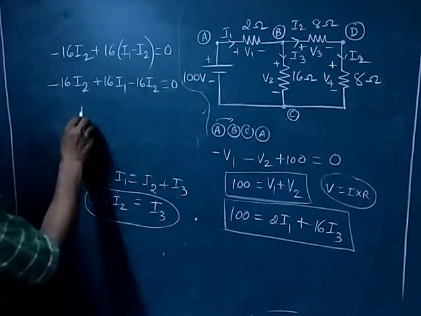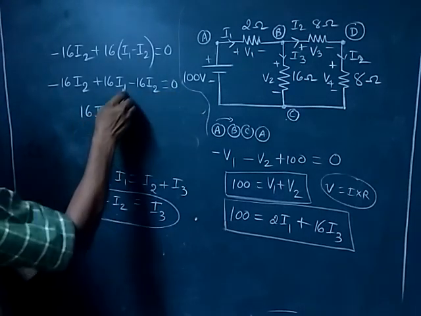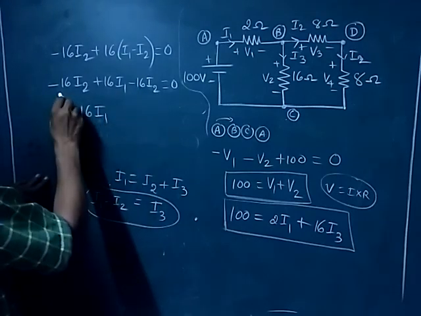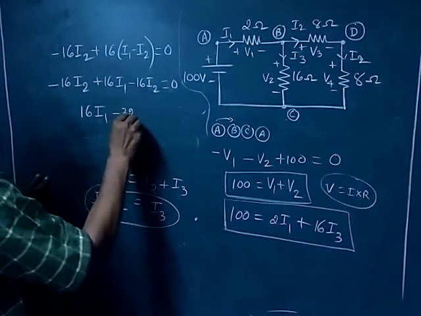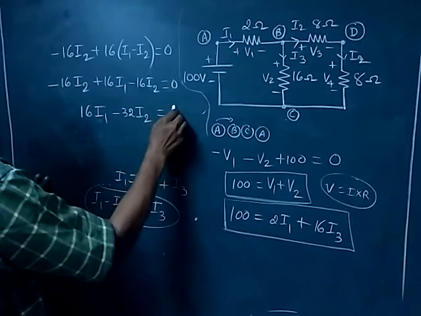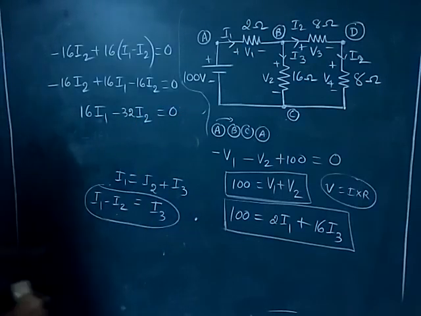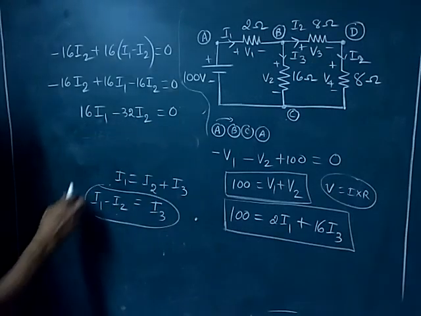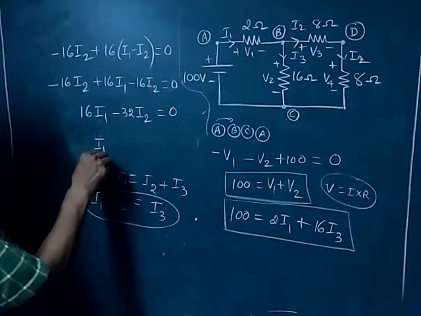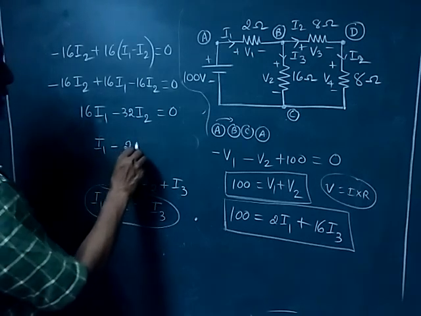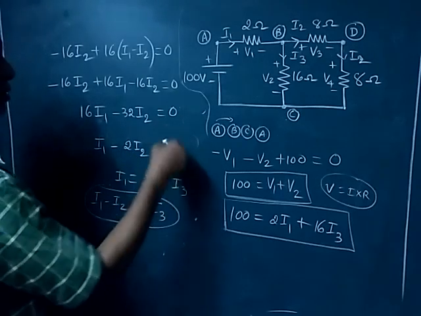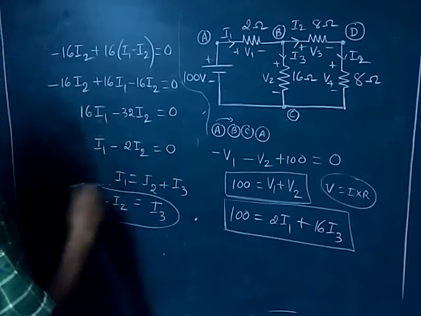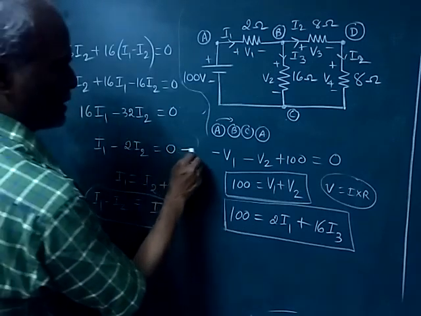So 16 I1 minus 32 I2 equal to 0. Okay. Now divide throughout by 16. So this equation is divided by 16. Therefore it will come as I1 minus 2 I2. 0 by 16 is 0. So this is the first equation, or I call it the second equation.